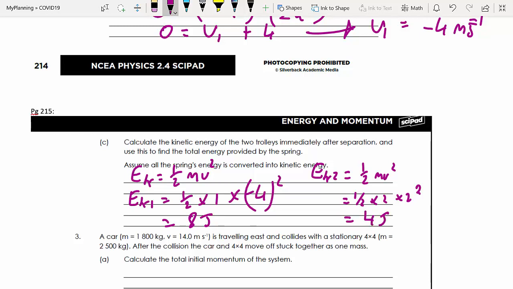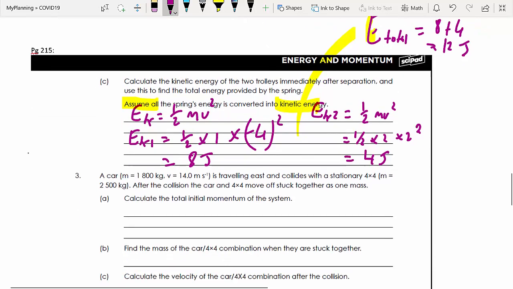And so, we're making an assumption: assume all the spring's energy is converted into kinetic. And so we're going to say E total is going to be 8 plus 4, which equals 12 joules of energy stored in that spring.